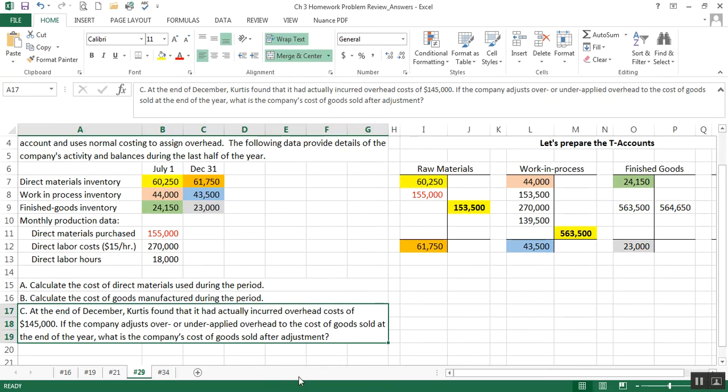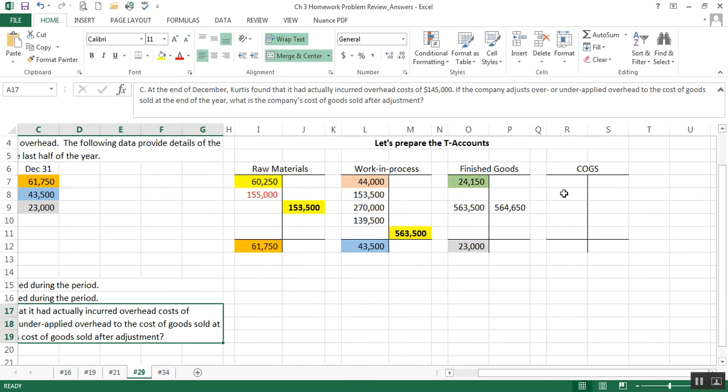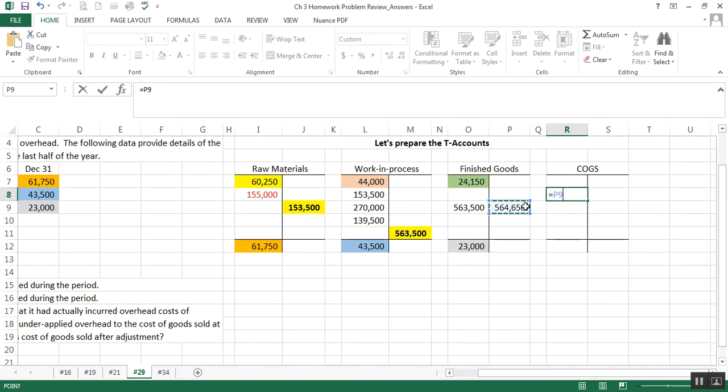And then at the end of December, Curtis found out that it had actually incurred overhead costs of $145,000. If the company adjusts over or under applied overhead to the cost of goods sold at the end of the year, what is the company's cost of goods sold after adjustment? So here, we would look at the cost of goods sold, which is the $564,650.